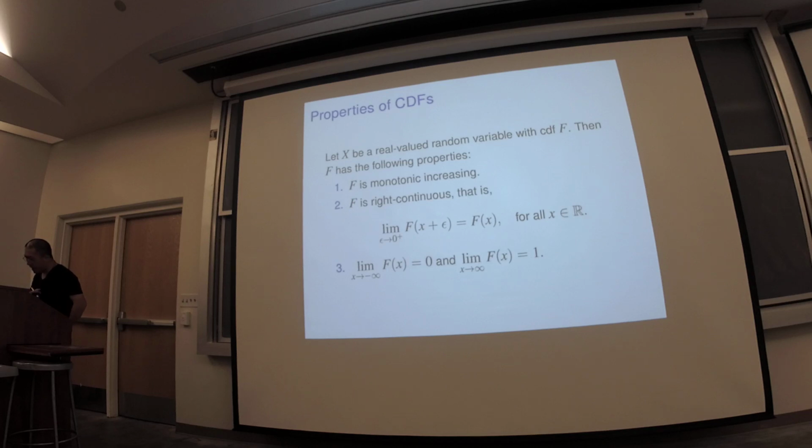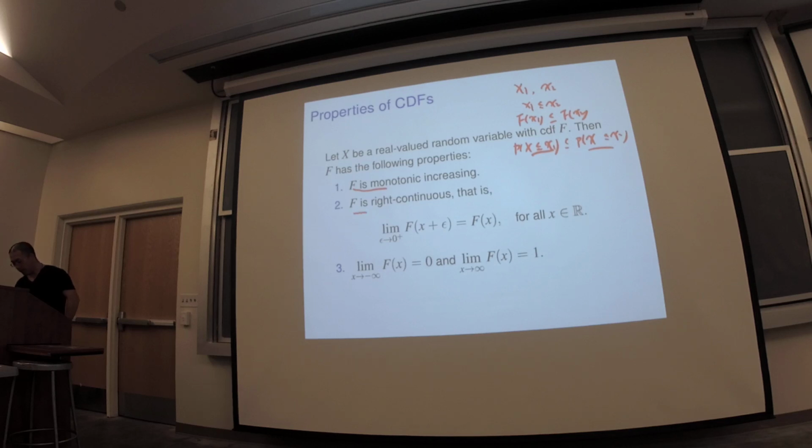So what are the properties of the CDFs? Here are three important properties, just to refresh our minds. First, F is monotonic increasing. So when we have x1, x2, if x1 is less than or equal to x2, then F(x1) is less than or equal to F(x2). It's reasonable because the probability that the random variable is less than or equal to x1 must be less than or equal to the probability that the random variable is less than or equal to x2, right? Because x1 is less than x2, so this event is a subset of this event.